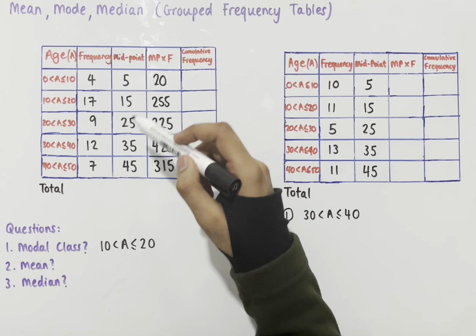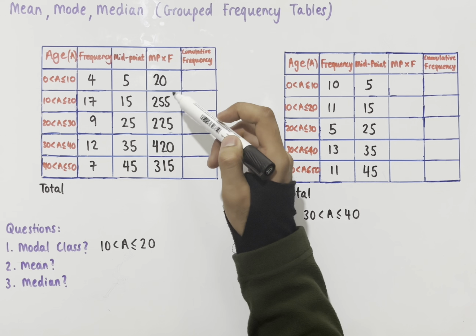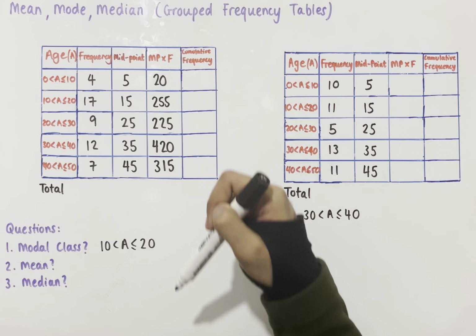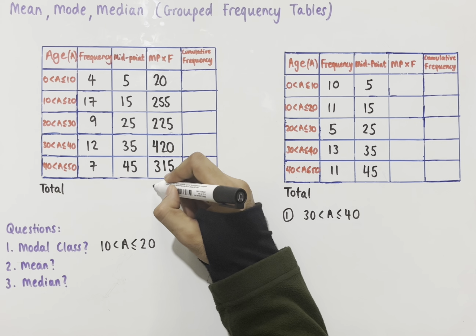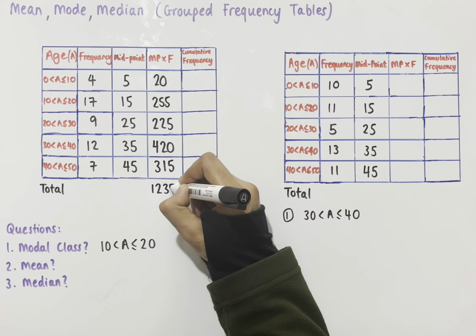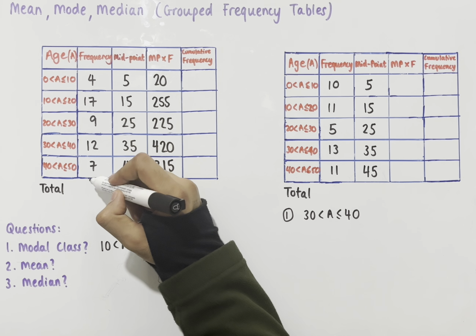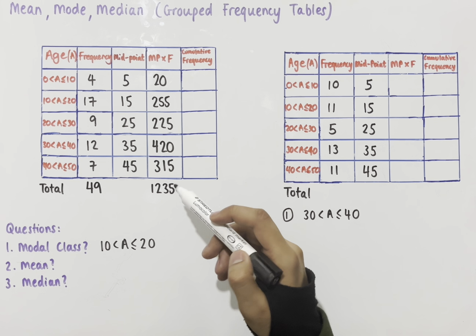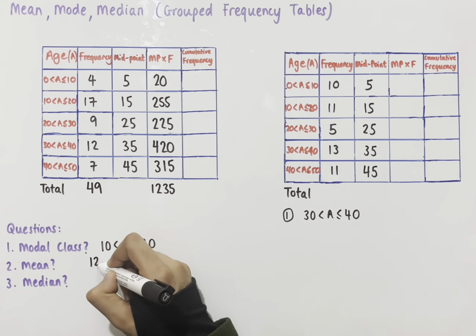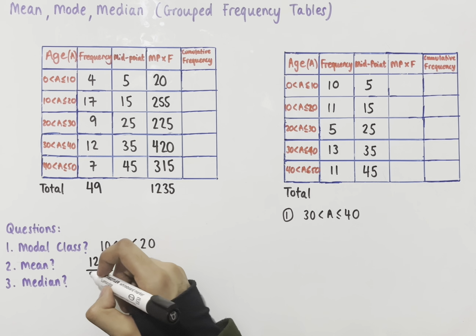And so the total age of everyone would be the sum of all of the midpoint times frequency numbers. In this scenario, all of these numbers add up to 1,235. And then we also need to work out the total frequency, which in this case is equal to 49. And so finally, to work out the mean, we take the total ages of everyone, which is 1,235, and we divide this by the total number of people, which is 49 in this case.